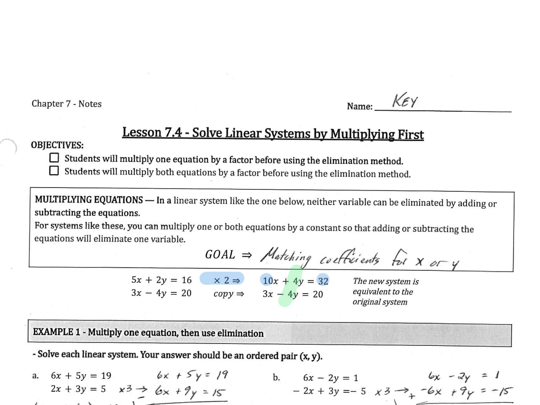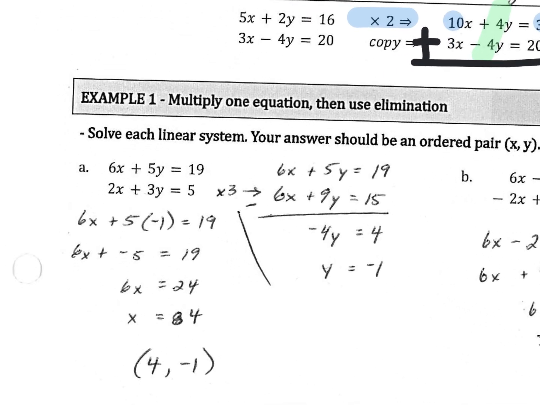From then on, we would be able to draw our line underneath. And in this case, because the signs are different, I would add both equations. So that's an example of what we're trying to get. So let's slide down and look at example A.